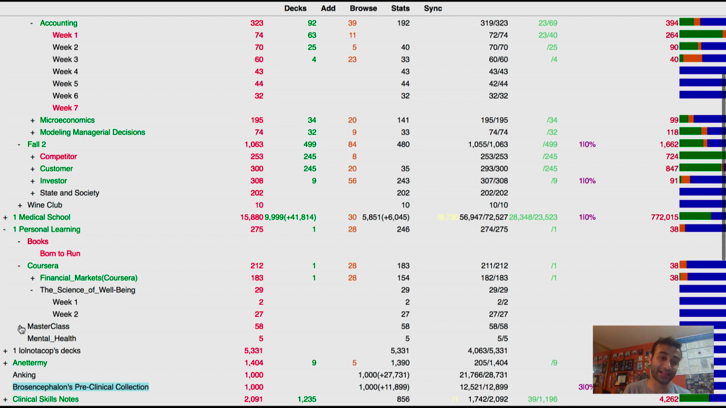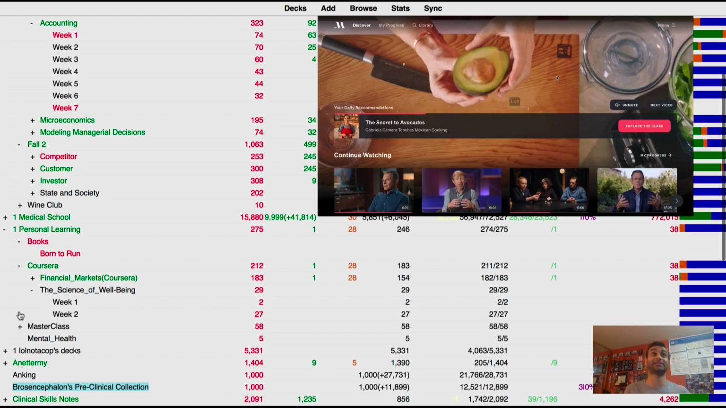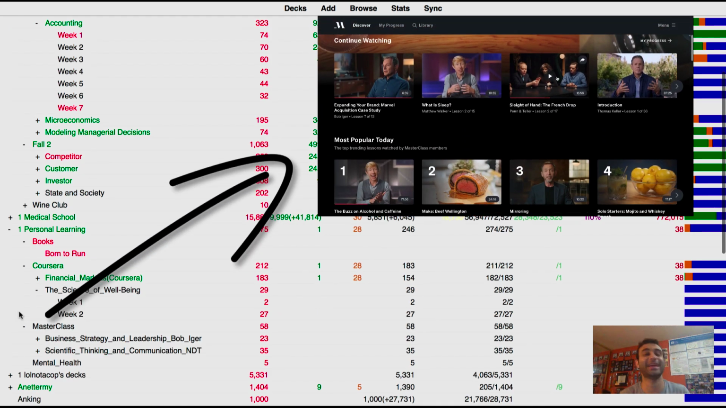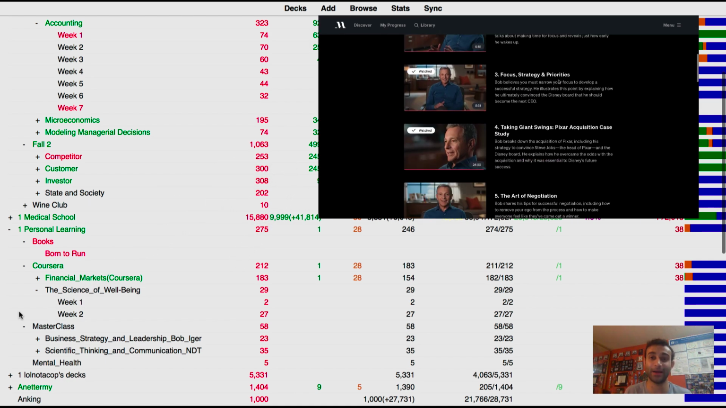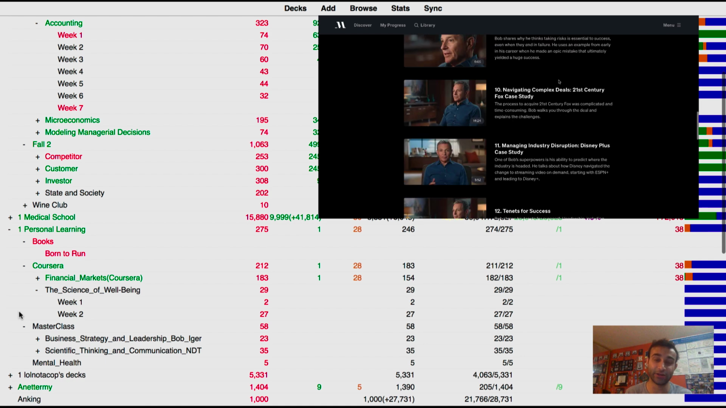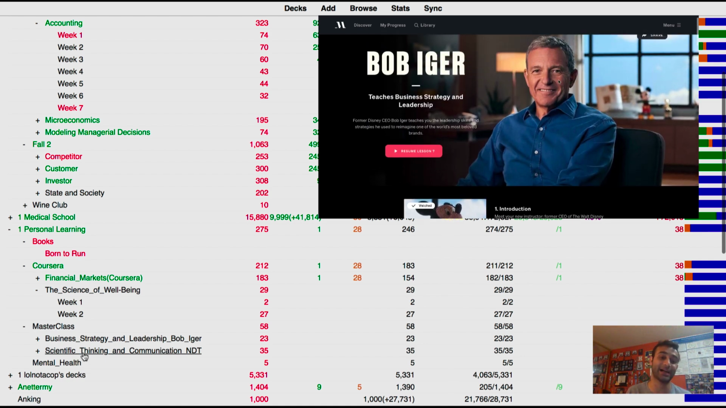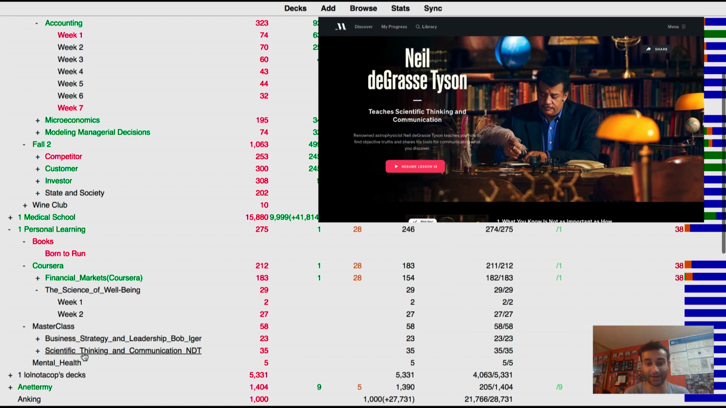I also have been taking classes on MasterClass. MasterClass is the super bougie way to take classes from experts in the field. So right now I'm taking a class from Bob Iger about business strategy because he was the CEO of Disney. And I'm also taking a class on scientific thinking from Neil deGrasse Tyson.